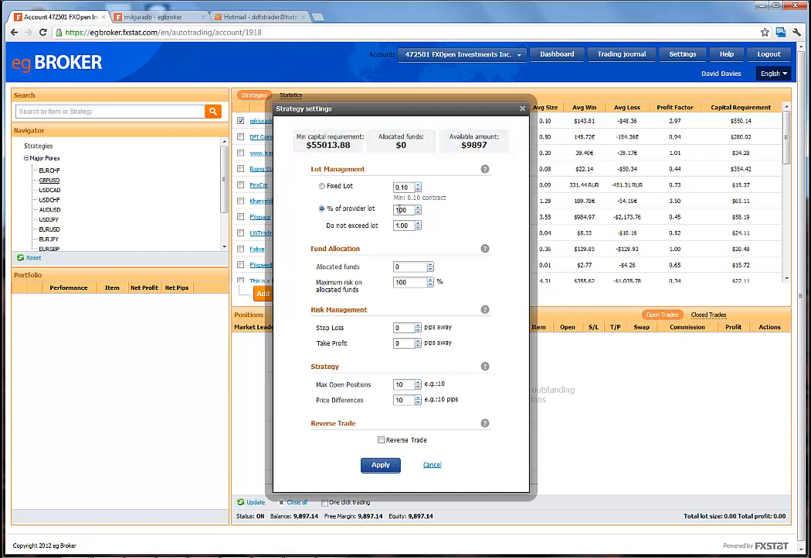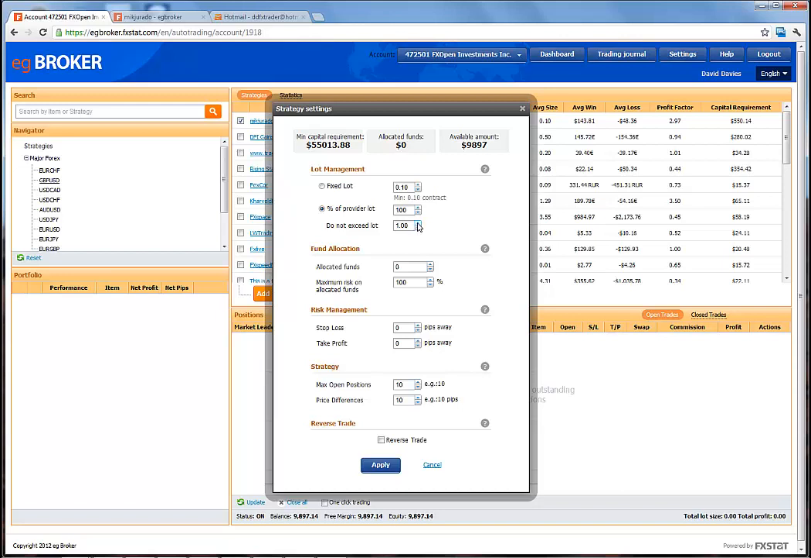If you select percentage of provider lot and keep this at 100%, the lot size you enter into on each trade will be a ratio of the amount the trader has in his account versus the amount you allocate to this trader. So for example, if he has $10,000 in his account and you allocate $10,000 to follow this trader, the ratio of lot size will be 1:1. If, however, you only allocate $5,000 to this trader, then the lot size you enter into with each trade will be half the lot size selected by the trader. The Do Not Exceed Lot Size option is a safety and limiting function that allows you to specify the maximum lot size you are comfortable entering into in any one trade.